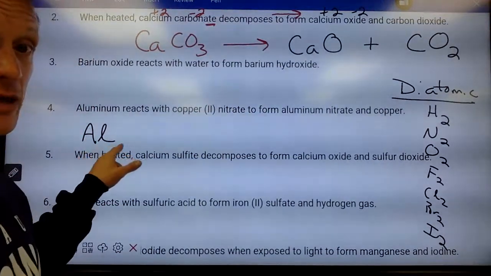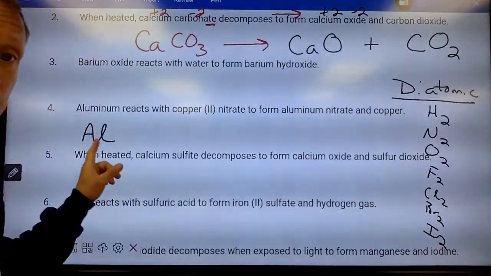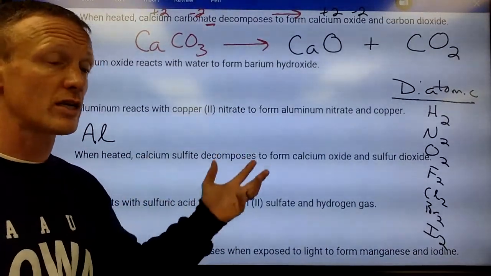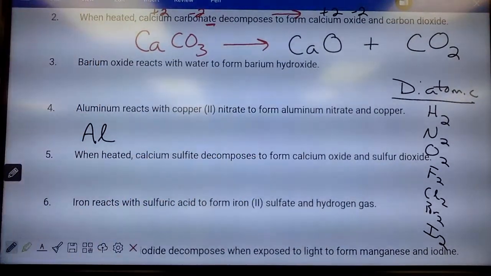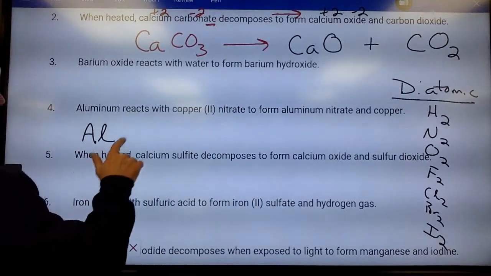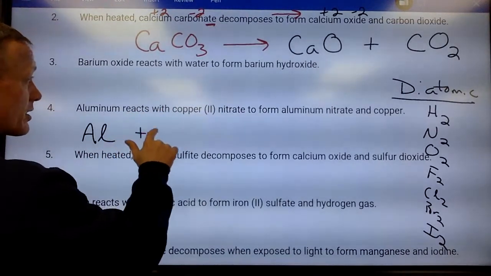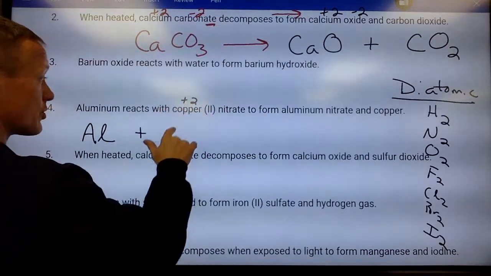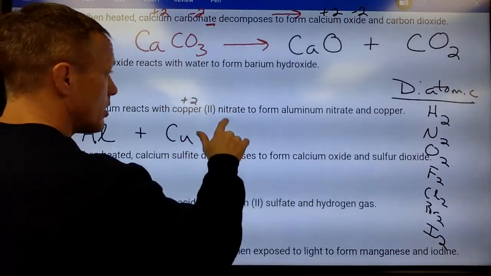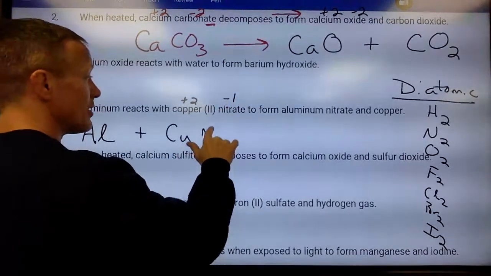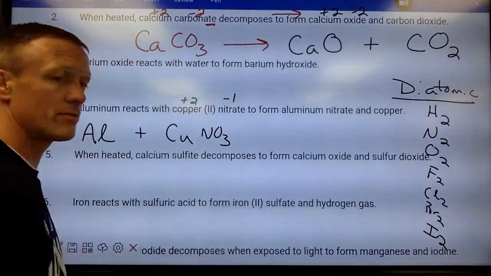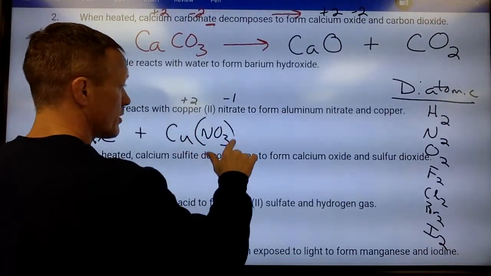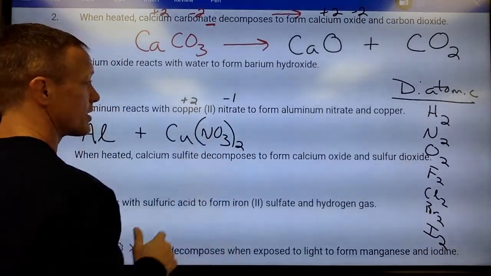Right here, you have aluminum by itself. It is not one of those, so it's just Al. Its charge doesn't matter. It actually has no charge when it's by itself. It only has a charge when it's in a compound. So we have aluminum reacts with copper. When it says reacts with, that means plus copper 2 nitrate. Remember that the 2 means copper is a +2 charge. Nitrate is a -1, and nitrate is NO3. So I have to use parentheses with the 2 outside. There's my copper 2 nitrate.